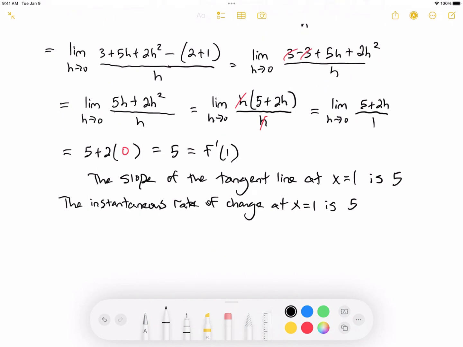So we found the derivative using the limit definition and algebra.